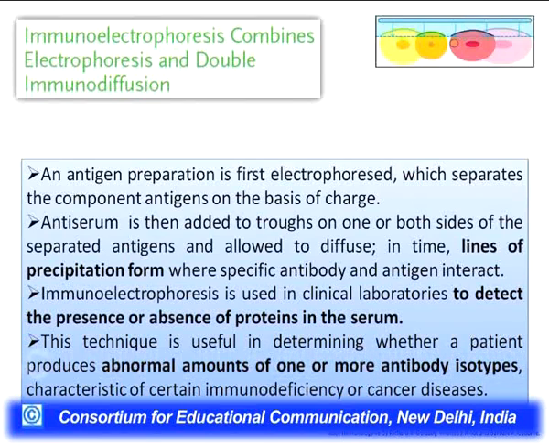So the first thing that happens is the electrophoresis. After the electrophoresis is complete, a trough is created on the top of the gel, and the antibody is loaded into this trough. The antibodies against these particular antigens are loaded, and subsequently, as the antibody and antigens diffuse from their positions, a precipitin line is formed, just like what happens in the double immunodiffusion method. So the double immunodiffusion method and the electrophoresis method were combined to develop the immunoelectrophoresis method.